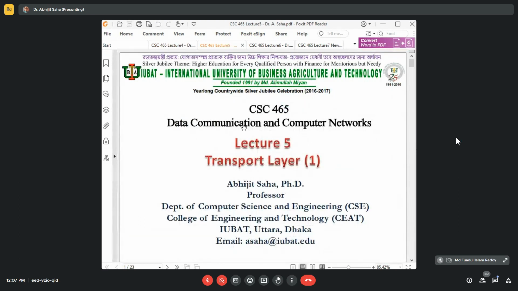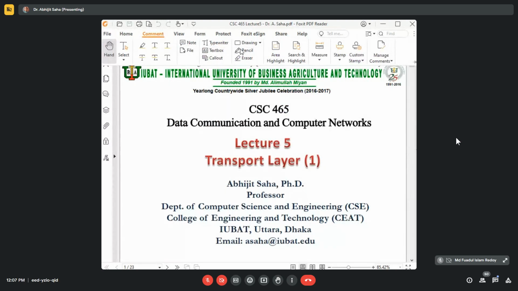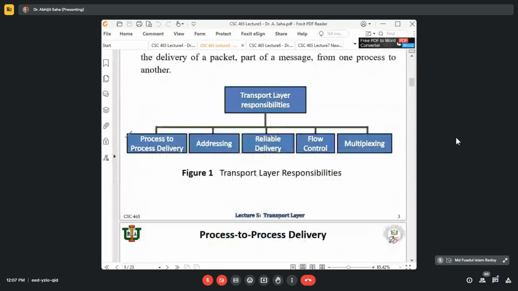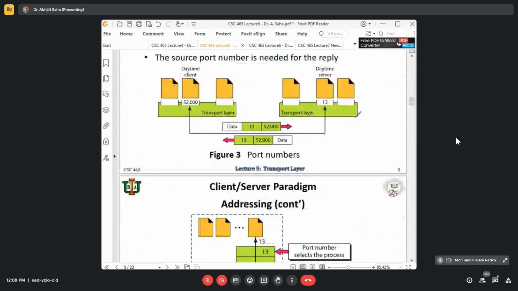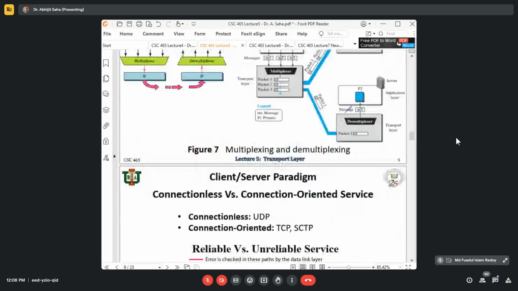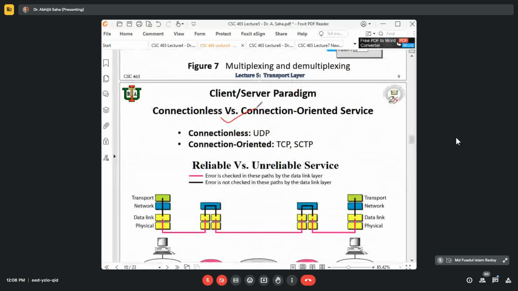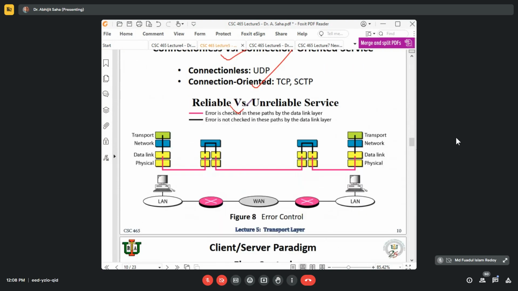From chapter number 5, you need to study all these responsibilities of the transport layer. You need to know what is process to process delivery, addressing, reliable delivery, flow control, multiplexing. And this one is a very important question: connectionless and connection-oriented service. What are the comparisons, I mean, what are the differences among them? You should know very clearly, as well as reliable versus unreliable service. You should be able to compare reliable and unreliable service.